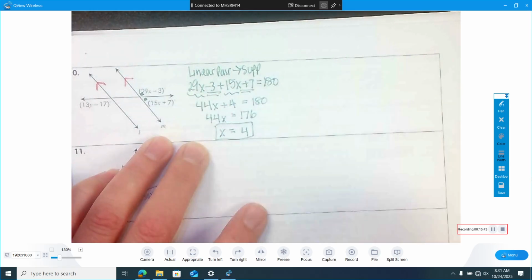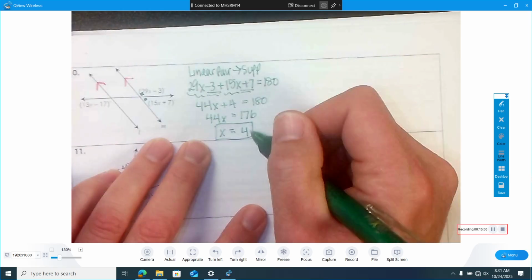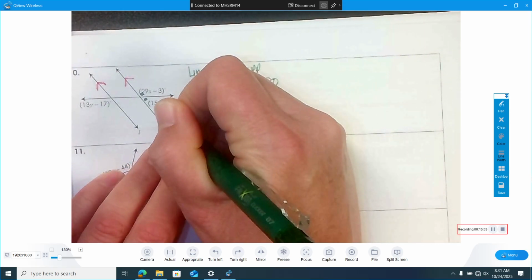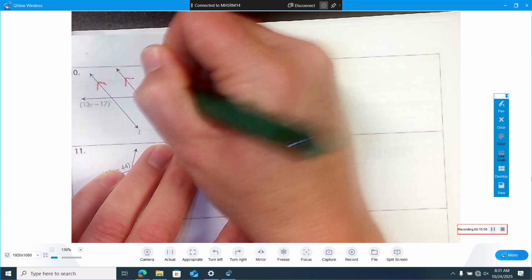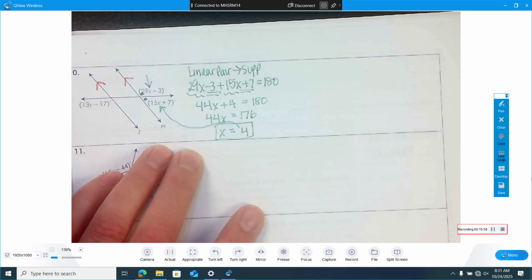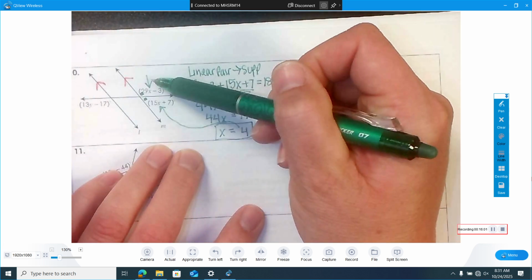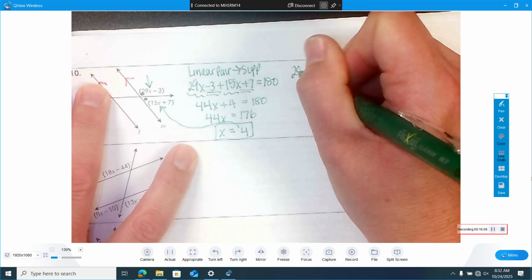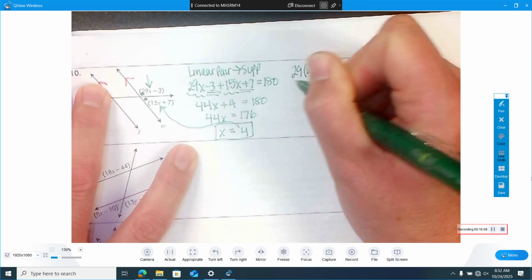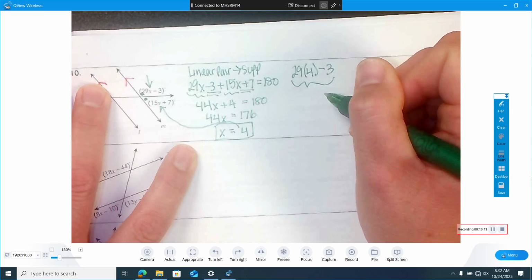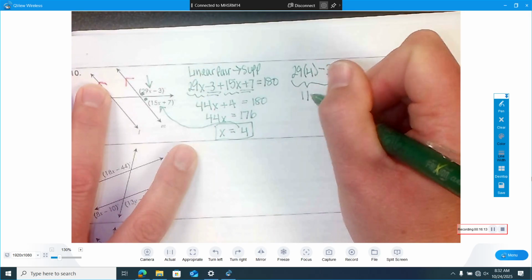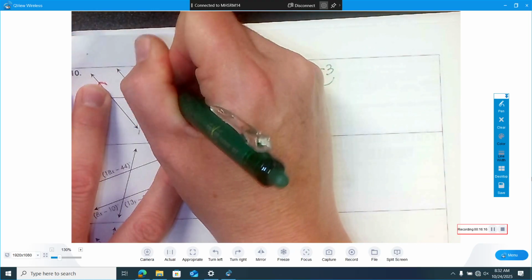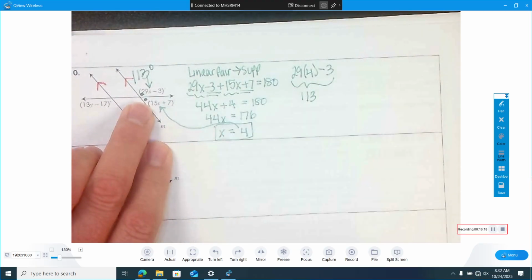Beautiful. All right, if x equals 4, what do you suppose we need to do? Plug it in for sure. Yeah, we got to take that value and plug it in somewhere. We could plug it in either place. Would you rather plug it in on the top or the bottom? The top. The top? Okay, you're all thinking the same thing. Beautiful. So 29 times the 4 minus the 3 gives us 115? 113? Okay. All right, so 113 degrees for that top green angle there.